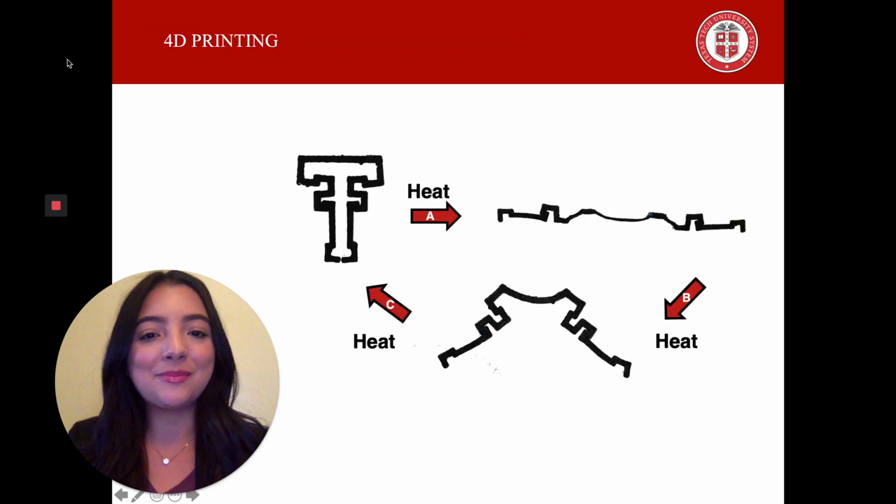4D printing is simply the same concept as 3D printing with time as a fourth dimension. Time is considered because the properties of the 3D printed material are able to respond to a stimulus such as light, heat, or water, and cause the original shape to transform into another structure, commonly referred to as the shape memory effect.